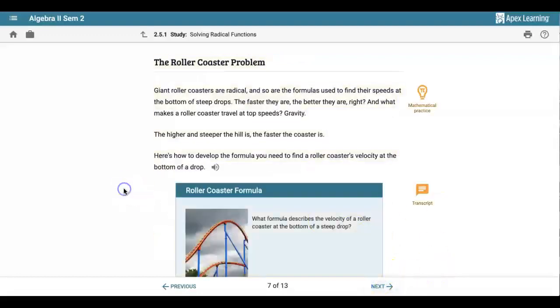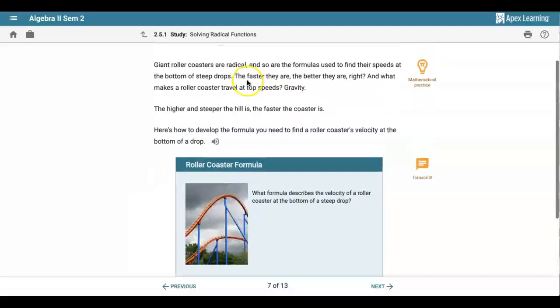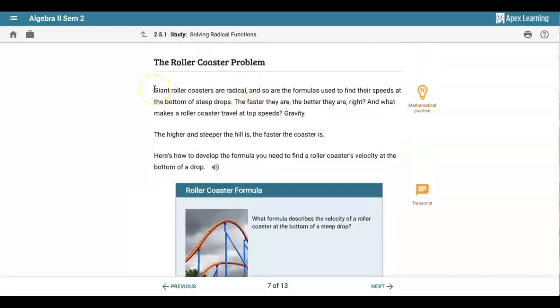All right. So then if we go back here to our roller coaster problem, we'll take a second and read this here. So the giant roller coaster is radical, right? So the formula is used to find their speeds at the bottom of steep drops. Okay, so we can use those to find their speeds. The faster they are, the better they are, right? And what makes a roller coaster travel at top speeds? It's this thing called gravity.